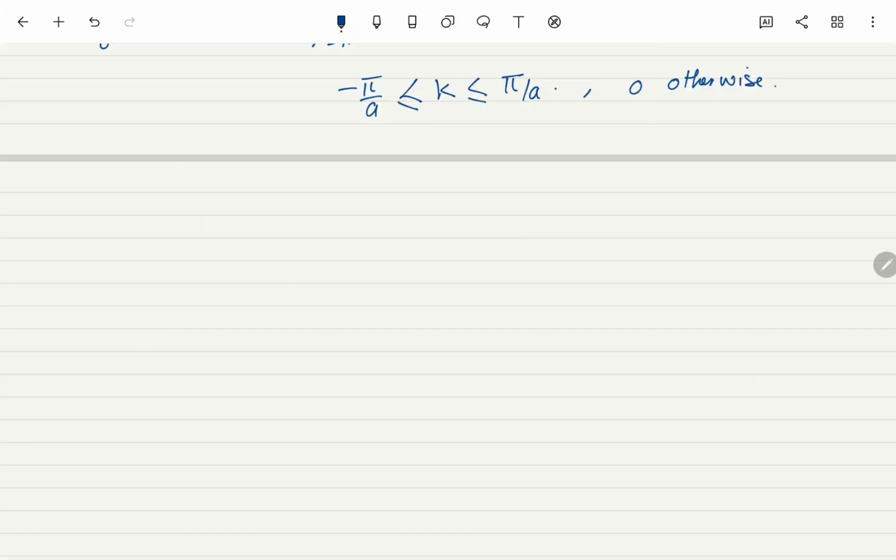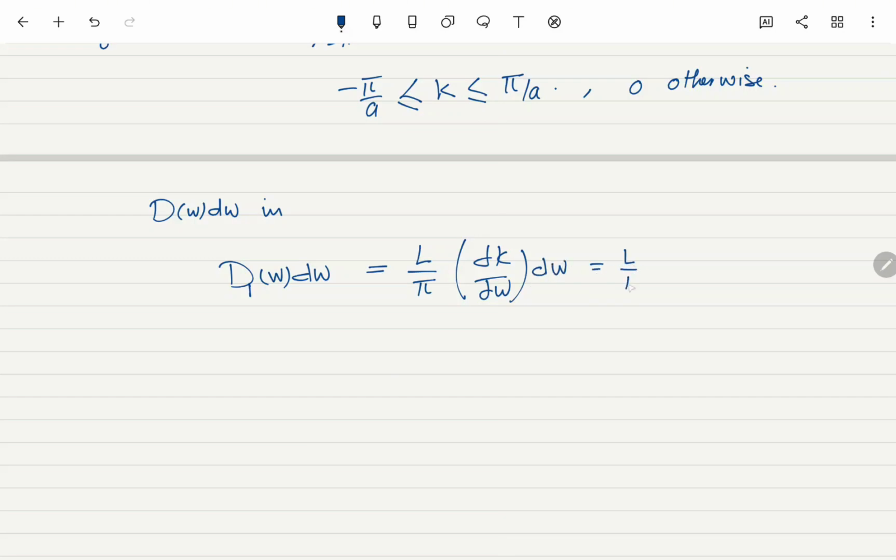Again, we would like to find the density of states g(ω). In this case, the number of modes D(ω) dω in the frequency range dω at ω is given in one dimension as D1(ω) dω equal to L over π dk over dω, which is equal to L over π dω divided by dω/dk.